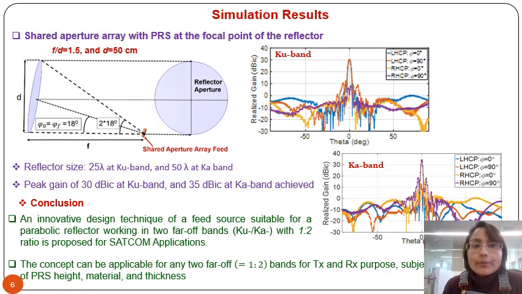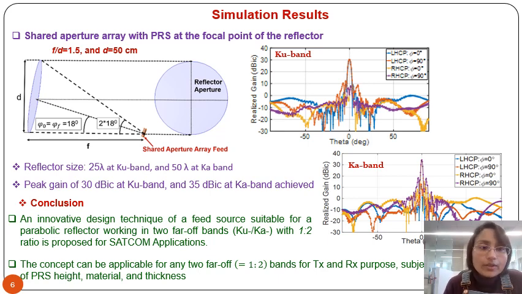Here the shared aperture array with PRS is placed at the focal point of an offset parabolic reflector antenna with f by d equal to 1.5 and d equals 50 cm. The reflector size is 25 lambda at Ku band and 50 lambda at Ka band. A peak gain of 30 dBic is achieved at Ku band and a peak gain of 35 dBic is achieved at Ka band, which we can see from these two radiation patterns.